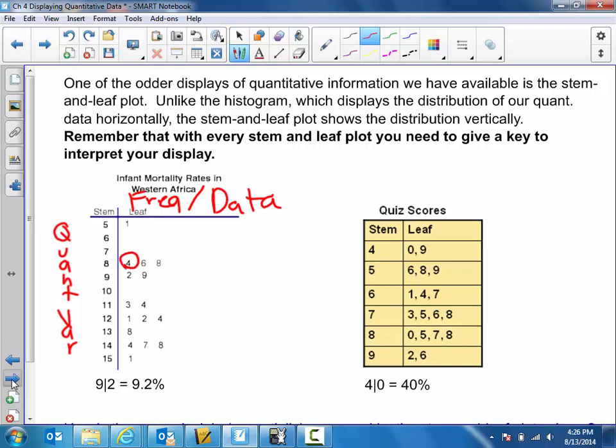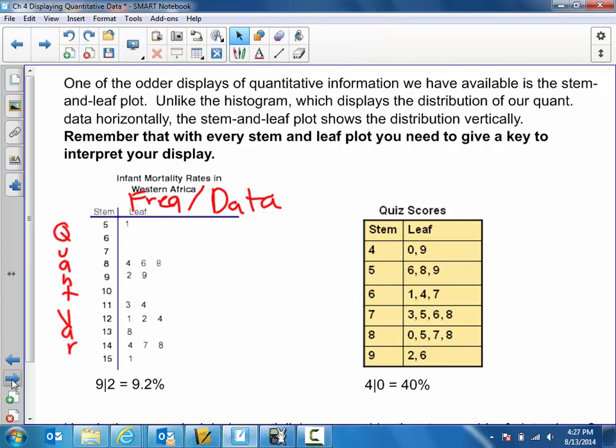So for instance, we have kept the individual data values. This guy right here, for whatever country that is, has an 8.4% infant mortality rate. On the high end, you've got a 15.1% infant mortality rate for some country in West Africa. So that's the benefit of the stem and leaf plot. You keep individual data values.